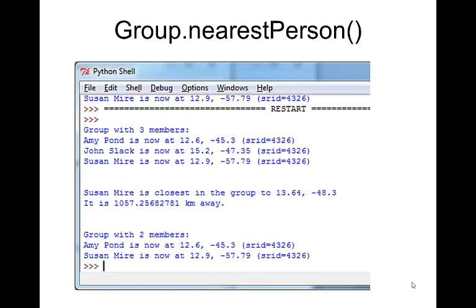So what it ends up with is that we've got a group of 3 members, and then when we run the nearest distance thing, it will kick out text that just tells us that the nearest person, Susan Meyer, is the closest in the group to those coordinates and is 1057.56, very exact, kilometers away from each other.